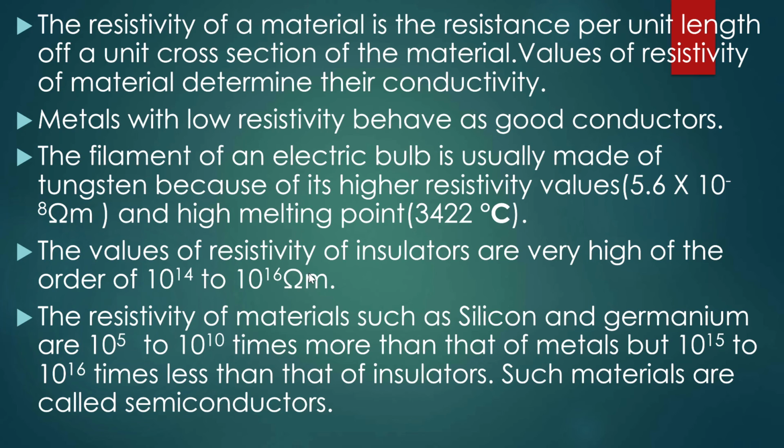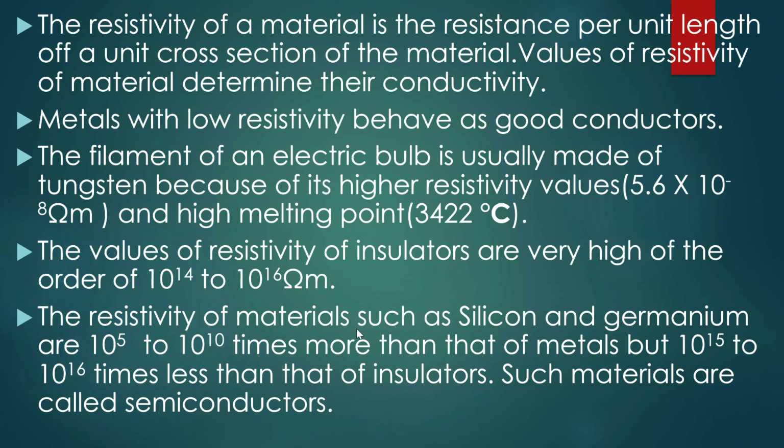The values of resistivity of insulators are very high, of the order of 10 to the power of 14 to 10 to the power of 16 ohm meters. So their resistances are very high because they do not allow current to flow through them. That is why they have higher values of resistivities.